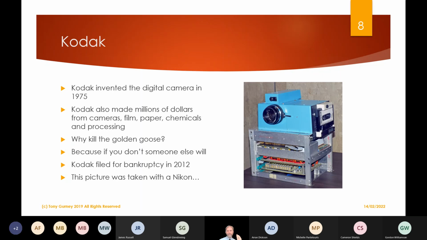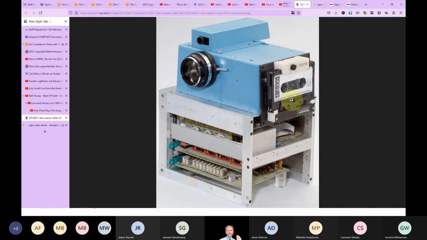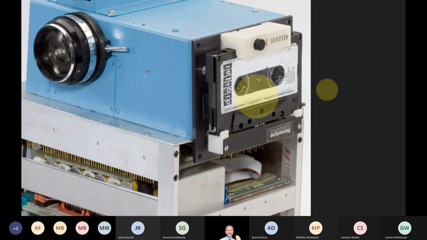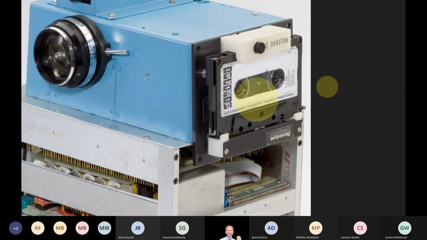Kodak decided in their strategy, they got it wrong. And as someone pointed out, this was a tape from a company called Digital Equipment Corporation. DEC also went the Apple route. You could buy DEC computers and DEC storage devices and DEC software, DEC everything.